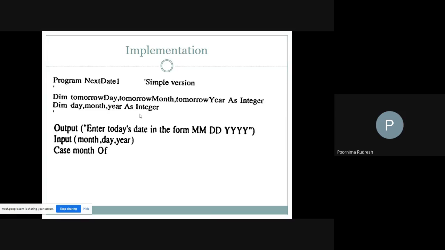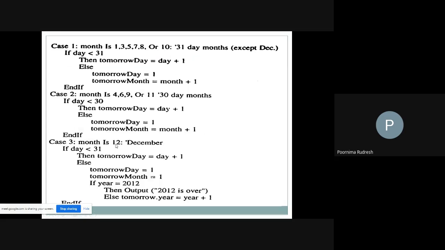Next, we have to enter the date in the form of MMDDYY order, which means we have to enter the date in the order of month, day, and the year. So we are giving the input as month, day, and year. And next, as I said, some of the months consist of 30 days, some of the months consist of 31 days, and February consists of either 28 or 29 days, depending on the leap year.